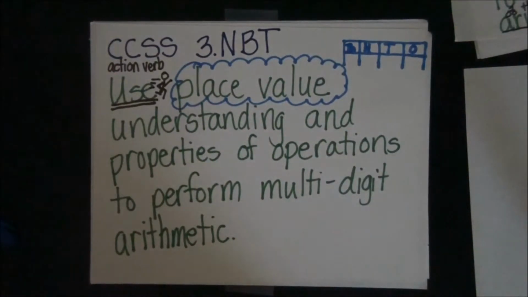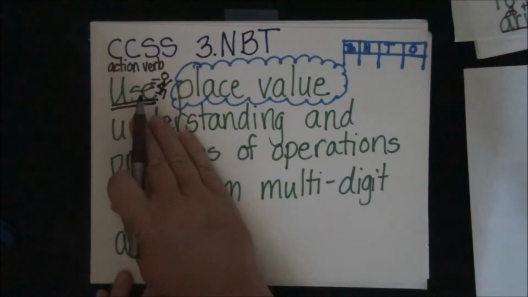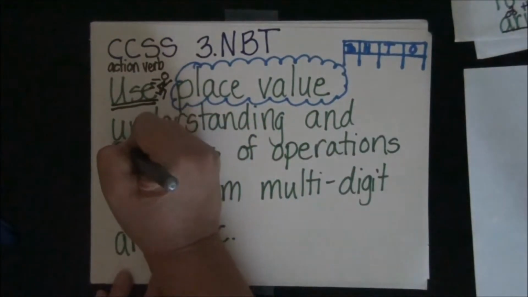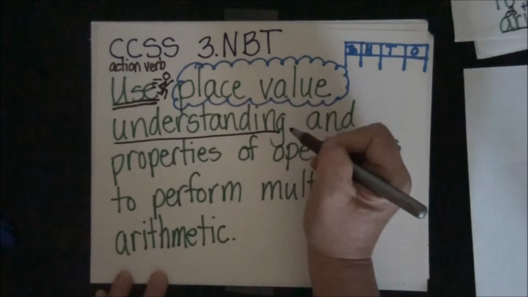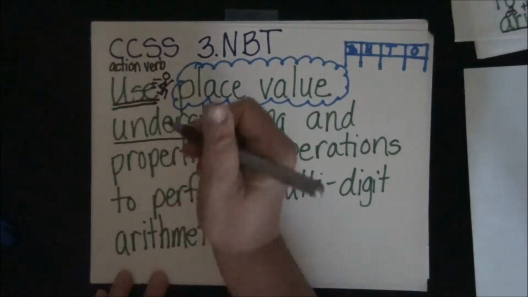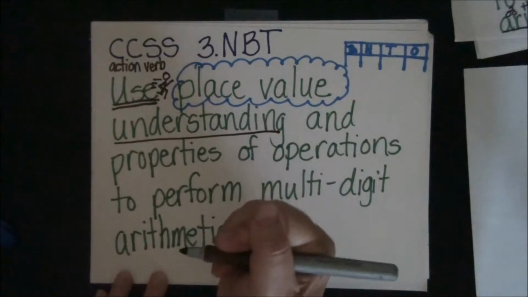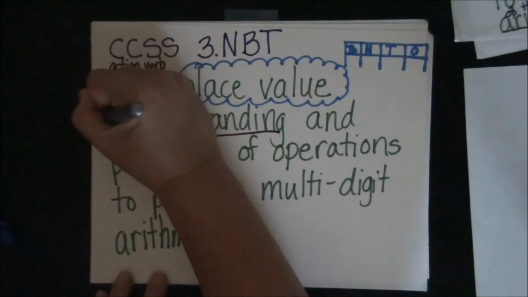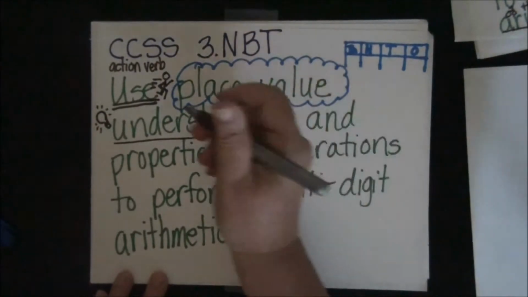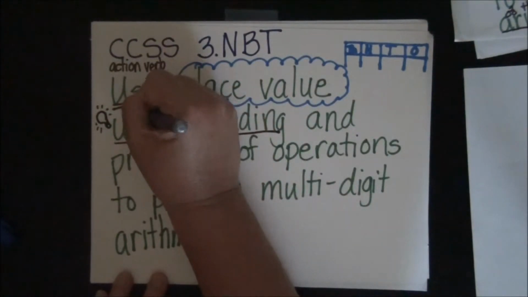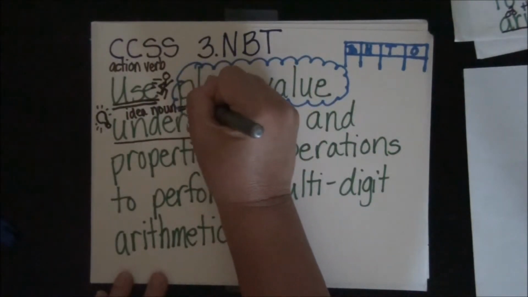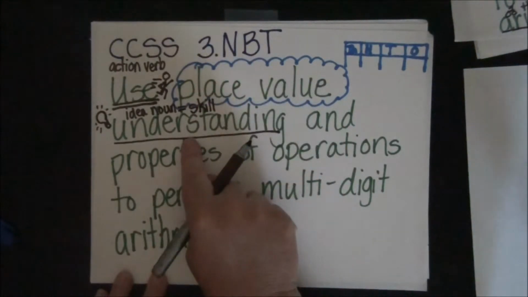Okay, let's talk about the word understanding. So we talked about use. This is the action. We're going to use place value. We're going to think place value chart for an understanding, okay? And this is an idea noun. Nouns are people, places, things, or ideas, and understanding is an idea noun. So I'm going to use a little light bulb icon. Like when somebody gets a good idea, they get a little light bulb over their head. So this is an idea noun. And it means skill. Okay, so you're going to use your place value skill.